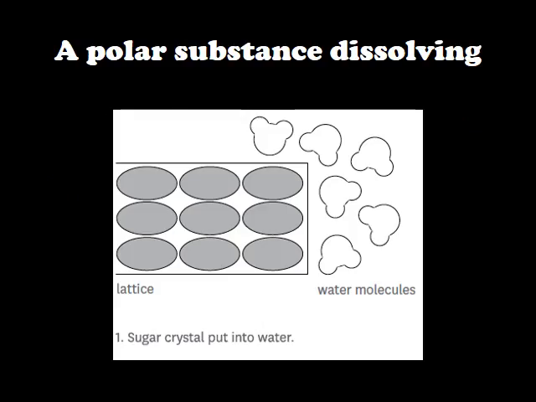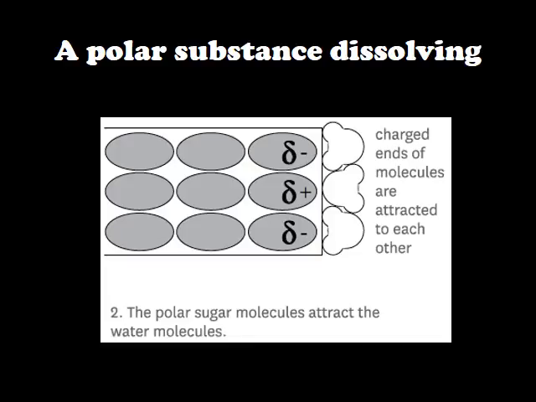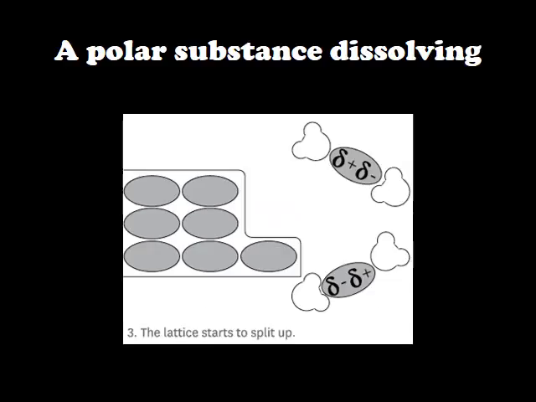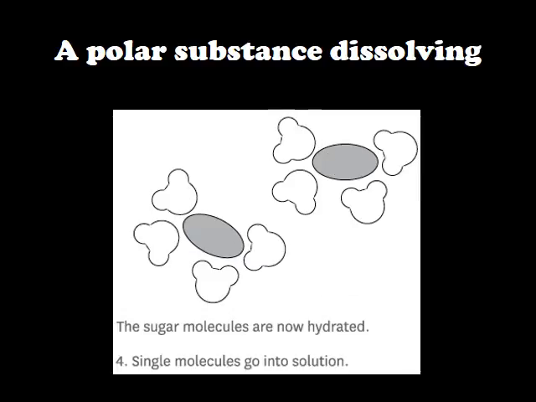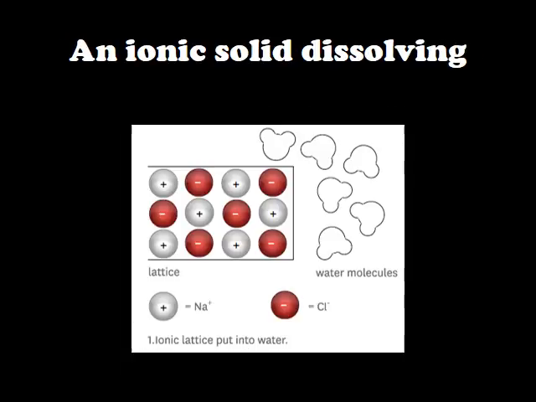So here's an example of a polar substance dissolving. Here we have the water molecules. We have, say, a lattice, say sodium chloride, or in this case sugar, and it's being put into water. The first thing that happens is the polar sugar molecules are attracted to the water molecules. For example, the negative portions of the sugar molecule are attracted to the positive proton of the water molecule, and the positive parts of the sugar molecule are attracted to the negative oxygen atom of the water molecule. This causes the lattice to begin to get broken up, because the interaction between the water molecule and the individual sugar molecules is stronger than the intermolecular bonding between the sugar molecules. So the sugar molecules are now known as being hydrated, surrounded by water, and the single sugar molecules can then go into solution. They have been dissolved.